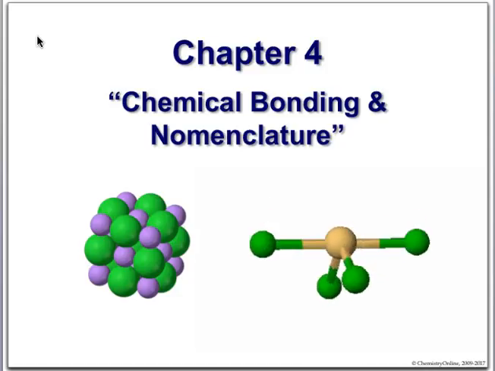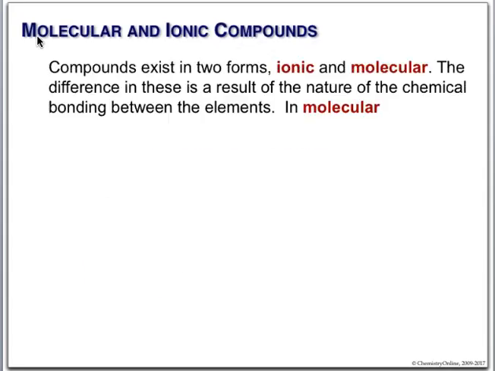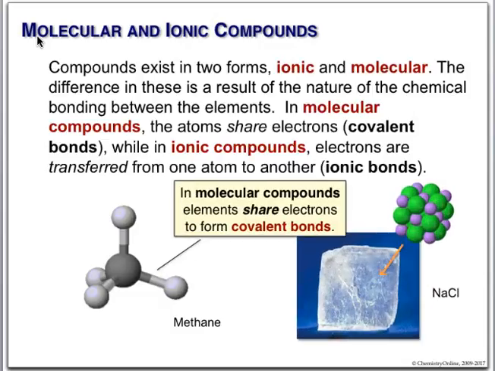All right. We talked some time ago about compounds and the two basic types that they exist in. We said that there were molecular compounds and there were ionic compounds. They have more than one type of atom, and they're bonded together. They differ in the way that they're bonded together.